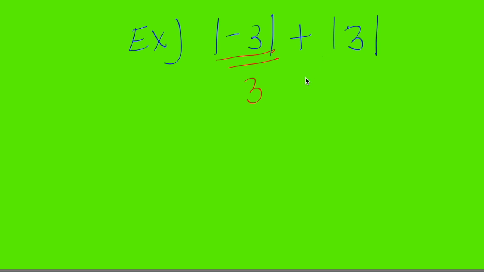Now let's say we have the absolute value of -3 plus the absolute value of 3. In this case, we need to take this absolute value. The absolute value of a negative number is always positive. So in this case it is 3 plus the absolute value of a positive number, which is also positive. So it's 3 plus 3, which is 6.